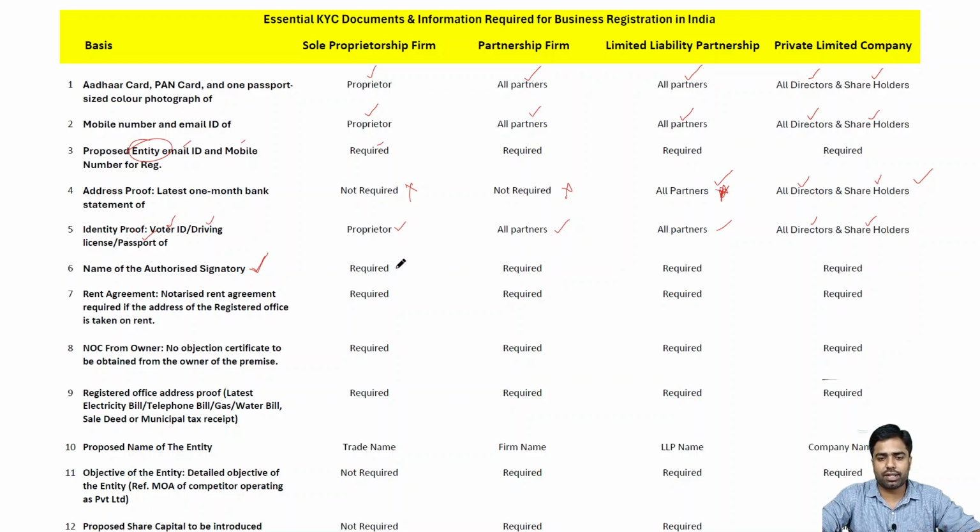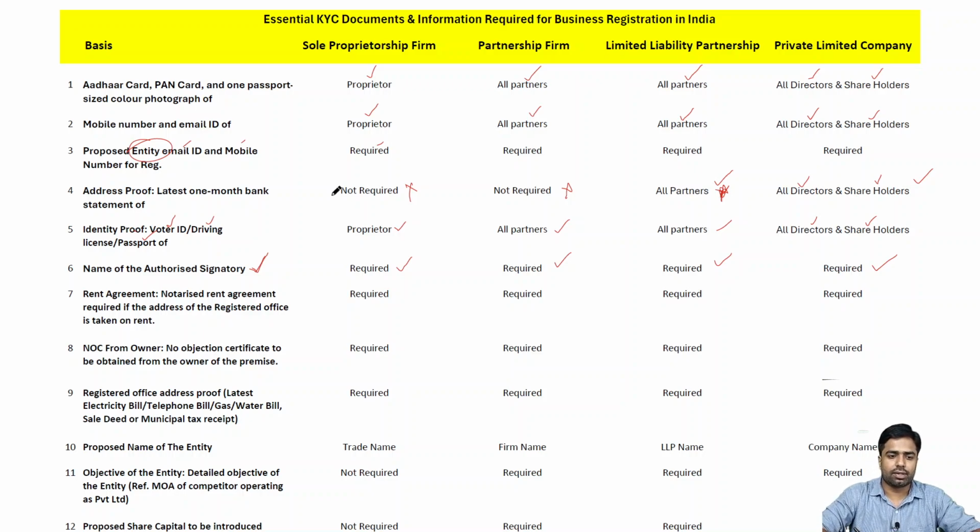So it's required in the sole proprietorship, it's required in partnership firm, it's required in LLP, and it's required in private limited. So if there are 2 directors or more, mutually they can decide who will be authorized signatory for what registrations. Okay, so for partnership firm, partners internally can decide, and they can authorize one of the partners to be the authorized signatory.